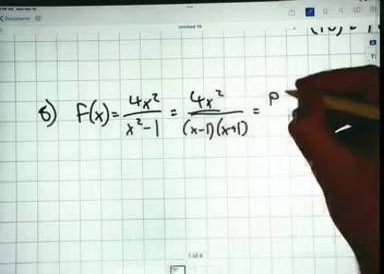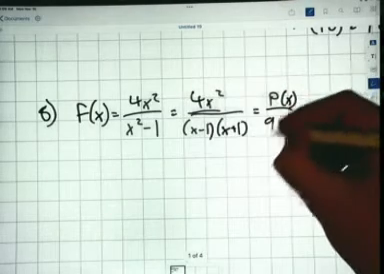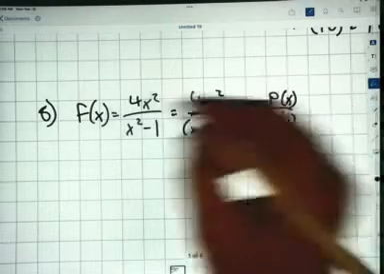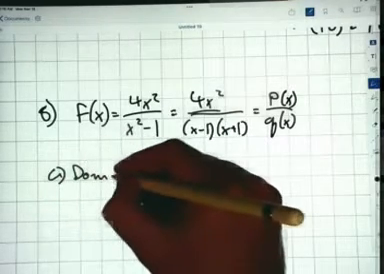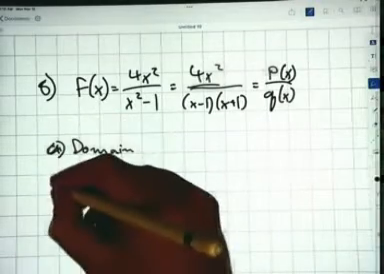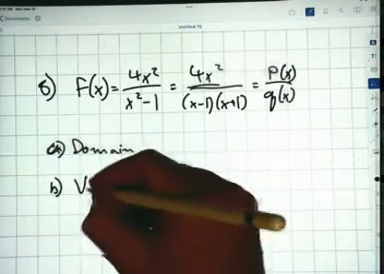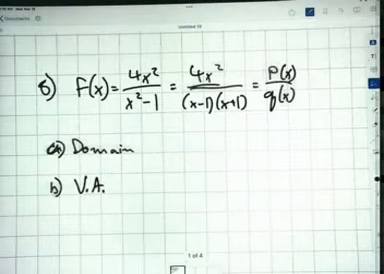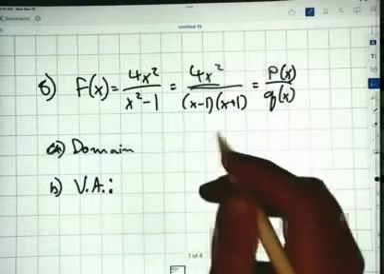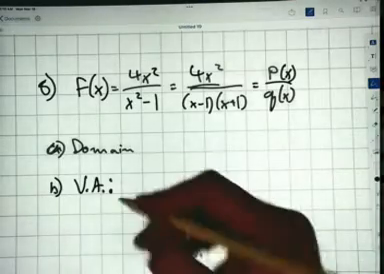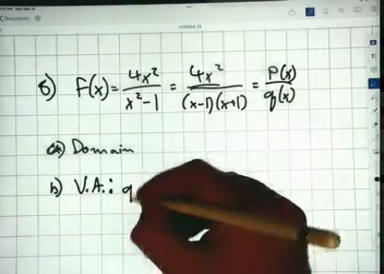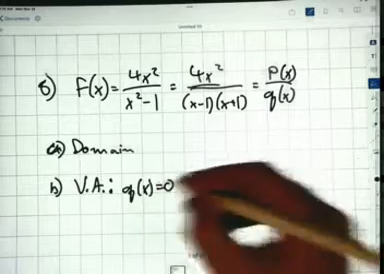And just for notational purposes, we have P of x over Q of x. Now, I know the first problem states what is the domain, but I like to deal with part B first, the vertical asymptotes, because if I know what the vertical asymptotes are, I know what the restrictions are on the domain. So to find those vertical asymptotes, you're going to set Q of x equal to 0.